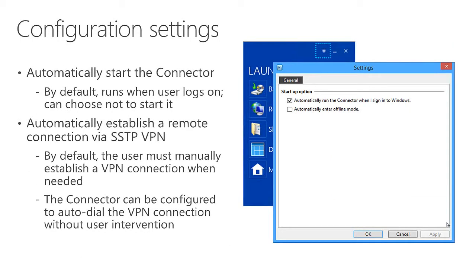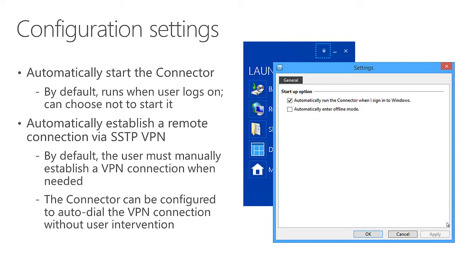Next here, looking at the configuration settings. So this has been greatly simplified over previous versions of the Launchpad, primarily because of those alerts going away. So now we're not necessarily interested in which kind of alerts that we see or whether we see alerts for the whole network. We just don't see any of that at all. But what we do see is whether or not we want to run the Essentials connector when you sign into Windows. And here also we can set whether or not we want to automatically enter offline mode.